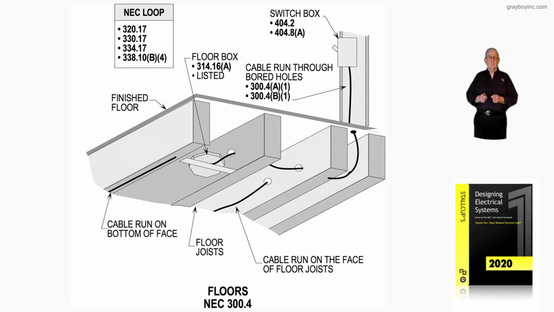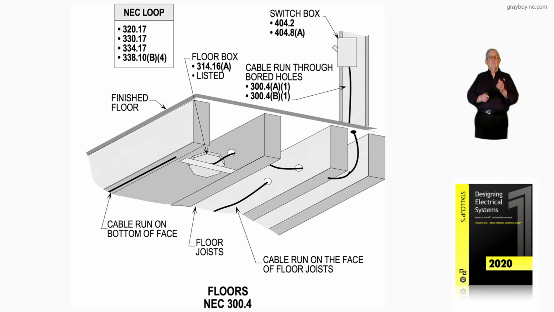Now, this illustration deals with floors in accordance again with NEC 300.4. And I believe now, as an electrician or designer, whatever you may be, you've kind of caught on that Article 300 basically has the general rules for the installation of cables and conduits and raceways downstream.